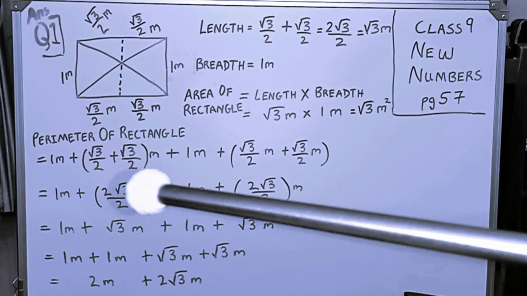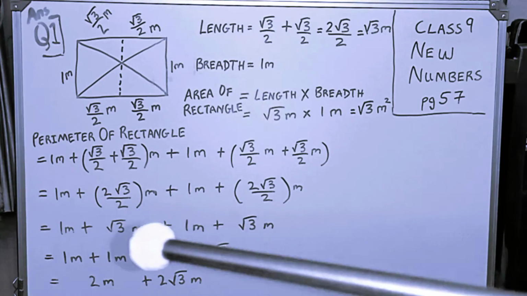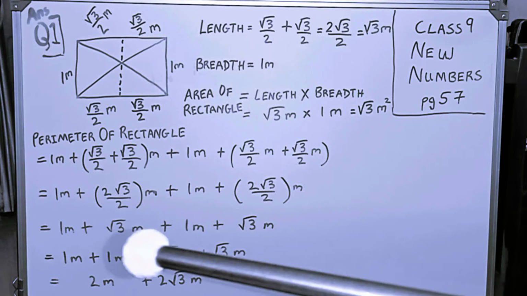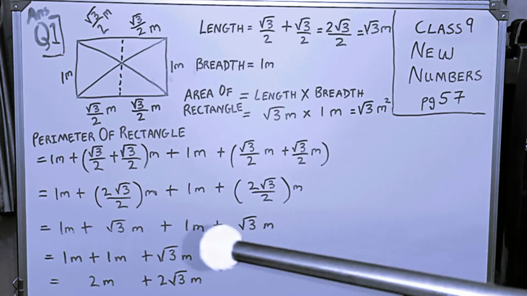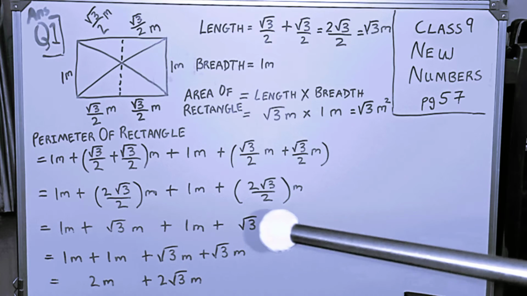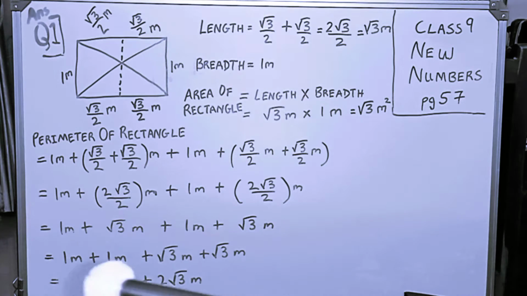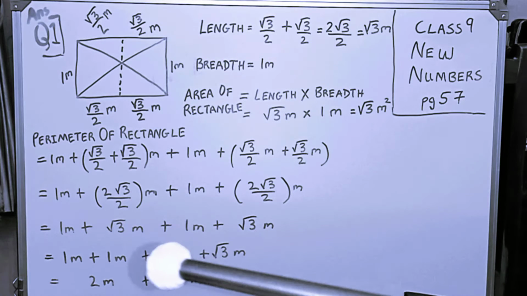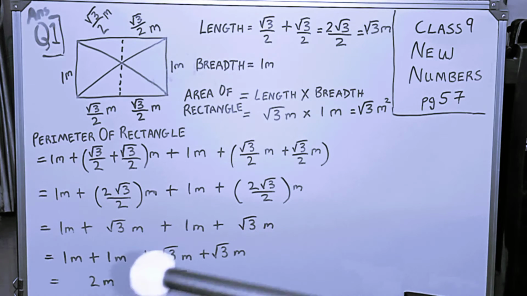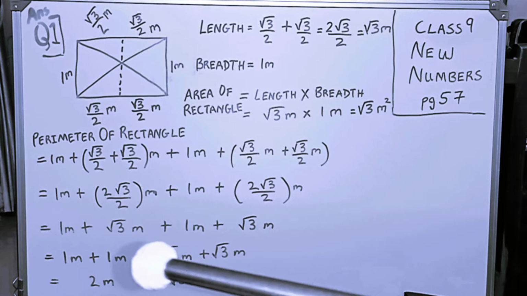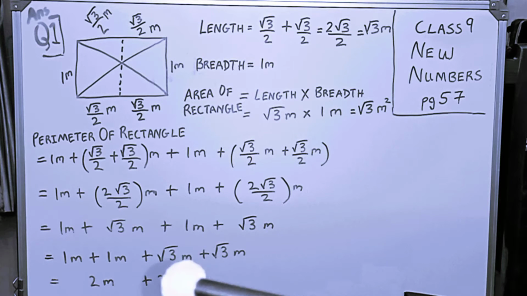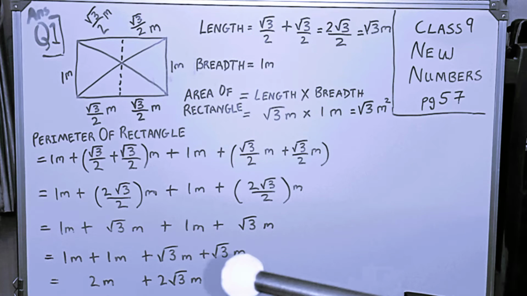So this 2 and 2 will get cancelled. You will get root 3. So this is 1 meter plus root 3 meter plus this 1 meter, and this would be root 3. Okay, so you have to add all these terms. So this 1 meter and 1 meter you have to take as common. 1 meter plus 1 meter you will get 2 meter, and root 3 meter plus root 3 meter you will get 2 root 3 meter. This is your final answer. Okay, perimeter of the rectangle is 2 meter plus 2 root 3 meter.